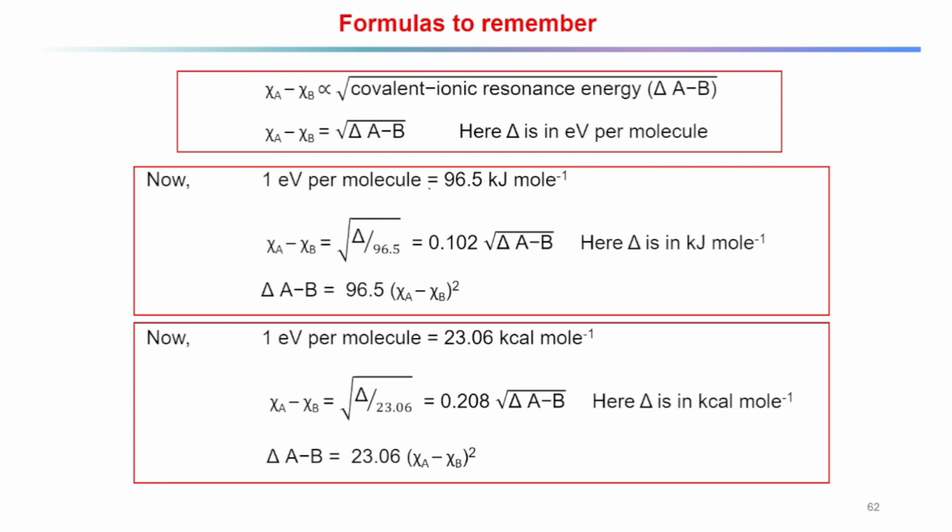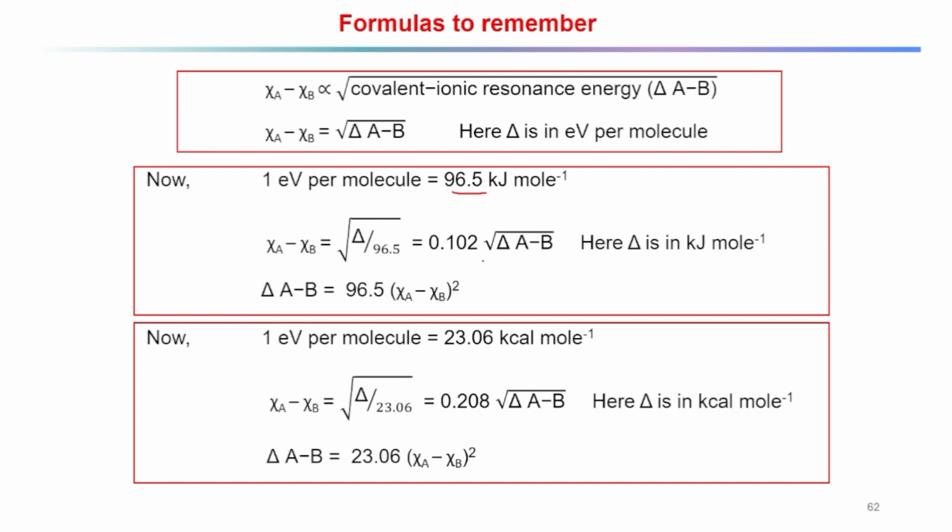Now 1 eV per molecule is equal to 96.5 kilojoule per mole. So we can convert this value from eV per molecule to kilojoule per mole. We just divide by 96.5 and eventually we get 0.102 square root of delta AB. Here this delta value is in kilojoule per mole, and this delta is the covalent-ionic resonance energy.